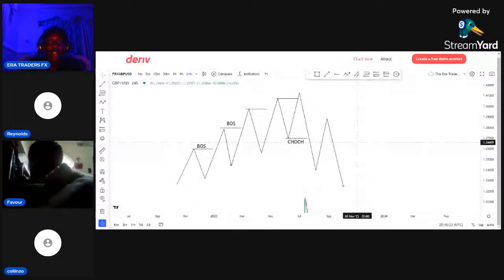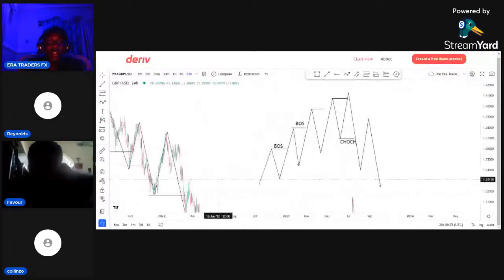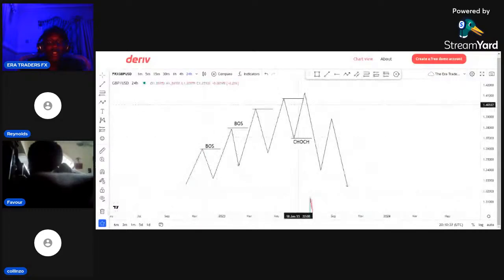Change of character. That means when the market changes trend or changes structure, it's also called shift in market structure. It is change of character. There's a change of character, right? Do we get that? Yes, sir.